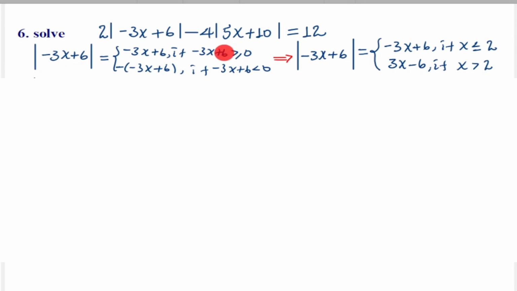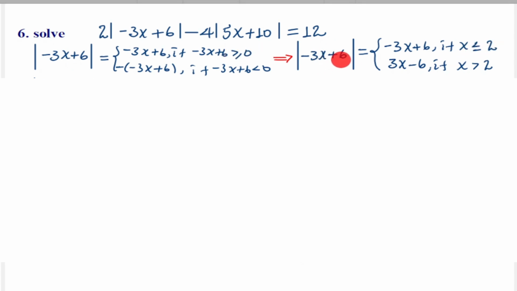When we solve for x, we get minus 3x plus 6 if x is less than or equal to 2. Why? This inequality will be changed. When we bring 6 to the right, we get minus 6. Then when we divide by minus 3, the inequality will be changed from greater than or equal to, to less than. So when we divide minus 6 by minus 3, we get x less than or equal to 2.